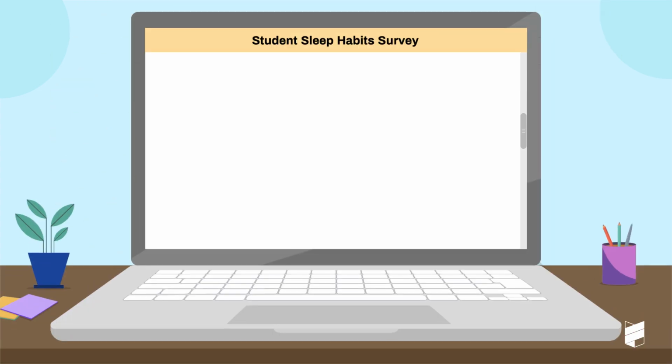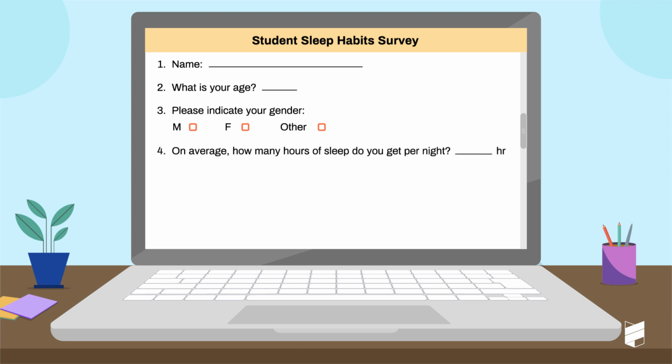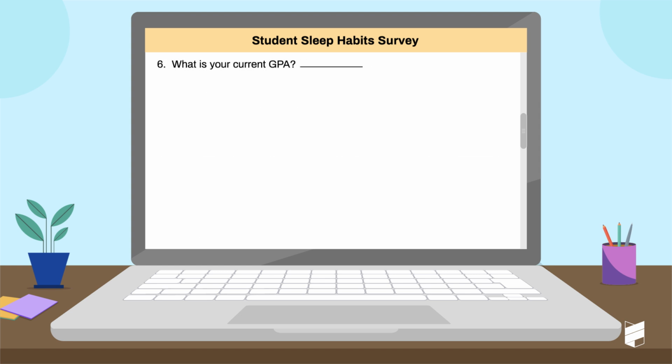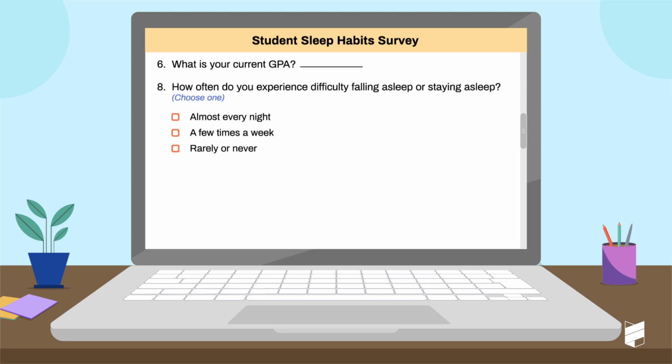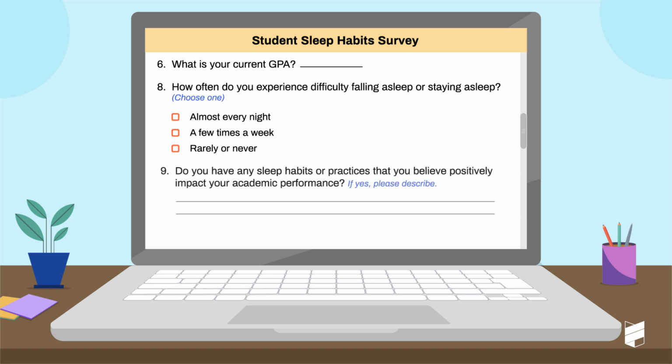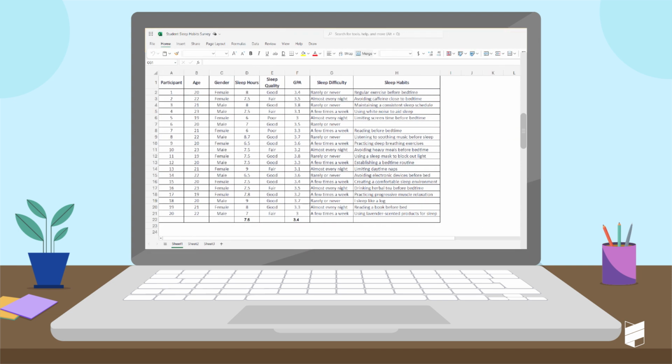The survey includes questions about the students' age, gender, average number of hours of sleep per night, sleep quality, rated as good, fair, or poor, their current GPA, how often they experience difficulty falling asleep or staying asleep, and whether they have any sleep habits or practices that they believe positively impact their academic performance. You can capture all of this information in a spreadsheet.